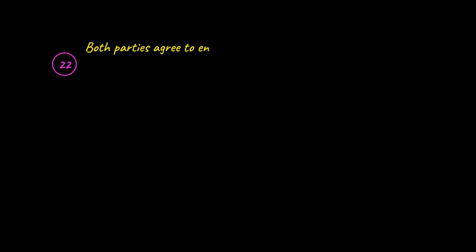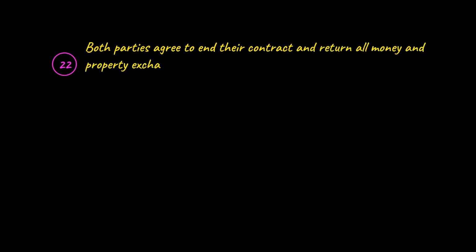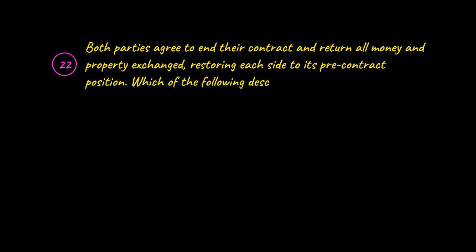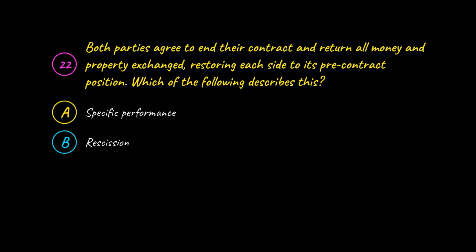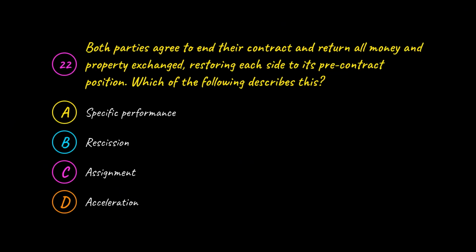Question 22. Both parties agree to end their contract and return all money and property exchanged, restoring each side to its pre-contract position. Which of the following describes this? Your options are A. Specific performance, B. Rescission, C. Assignment, D. Acceleration. Which would you go with? Lock it in before the reveal.